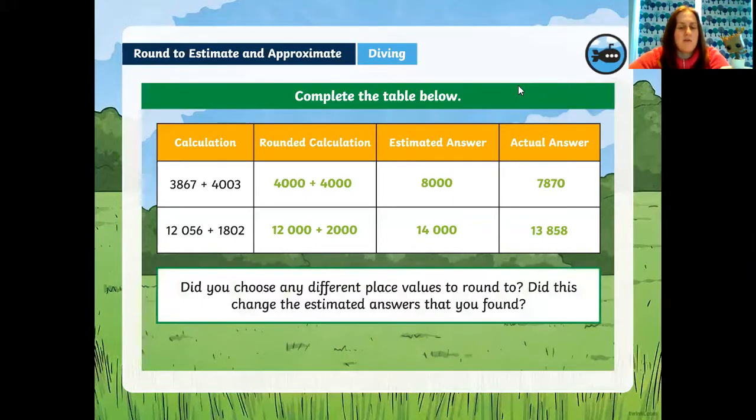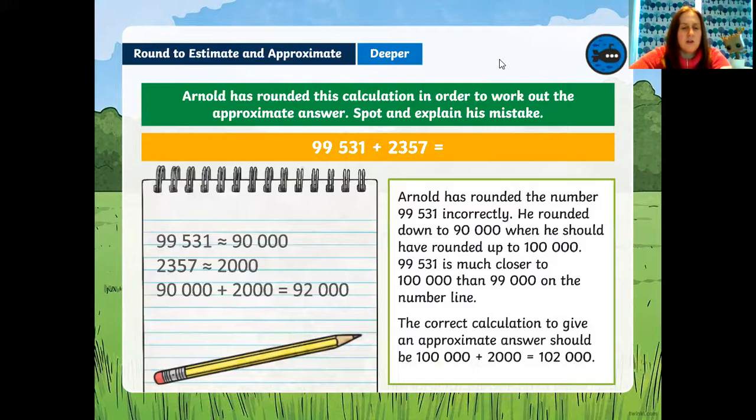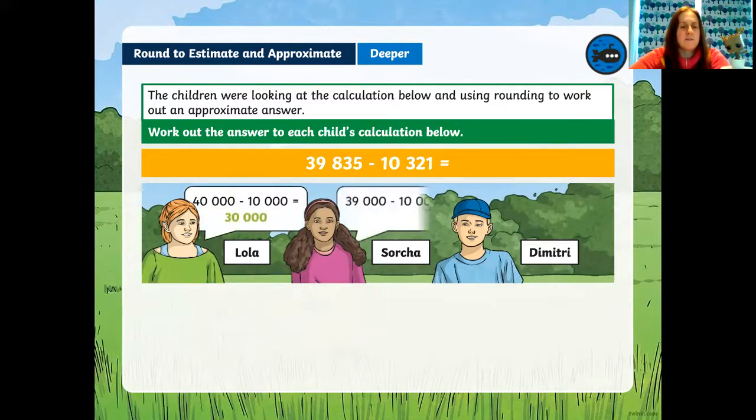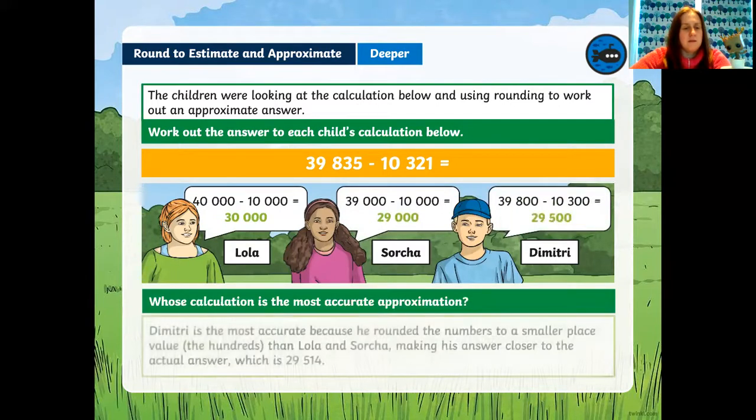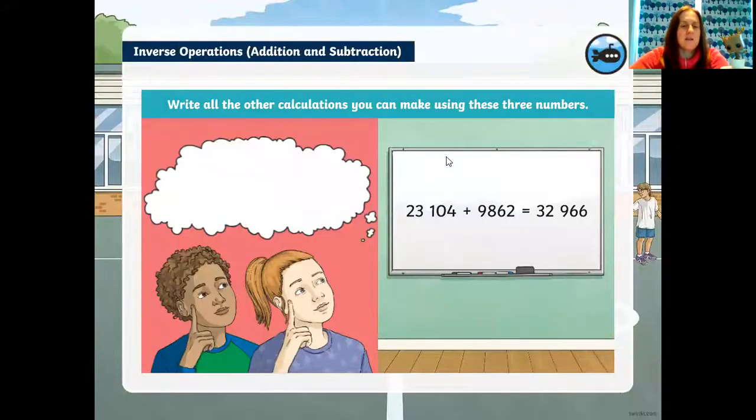This is the work that we went through on the Zoom on Monday. So please feel free to stop these slides to have a look at them again. If you missed Monday, this is what we looked at together. Have a look at which child you think has the best approximation. You can see that Dimitri is the most accurate. They all got fairly close to the answer.